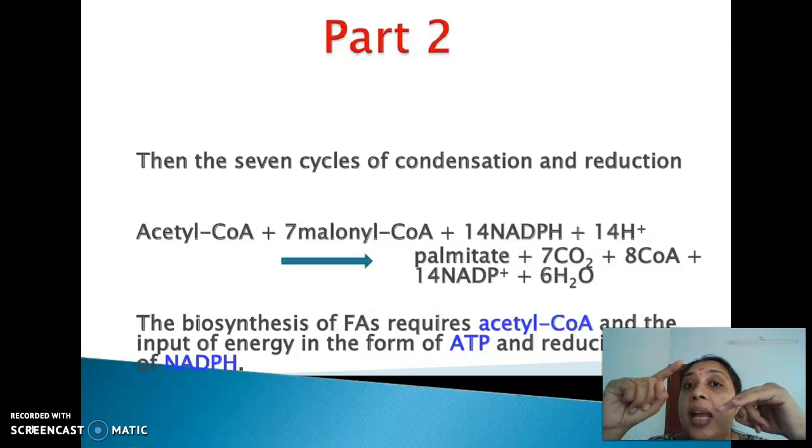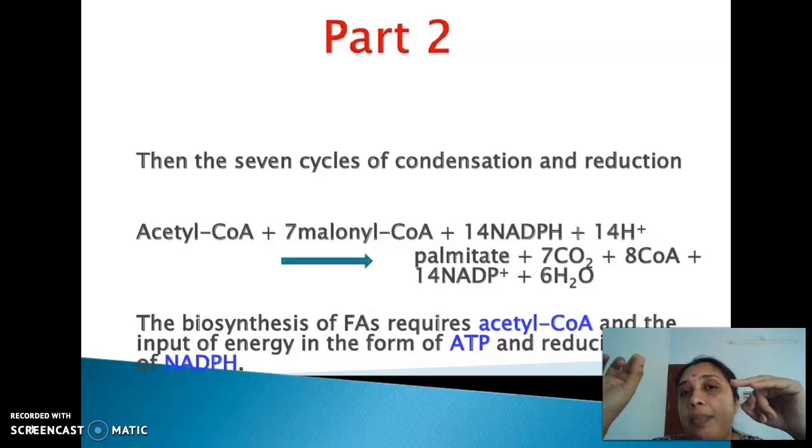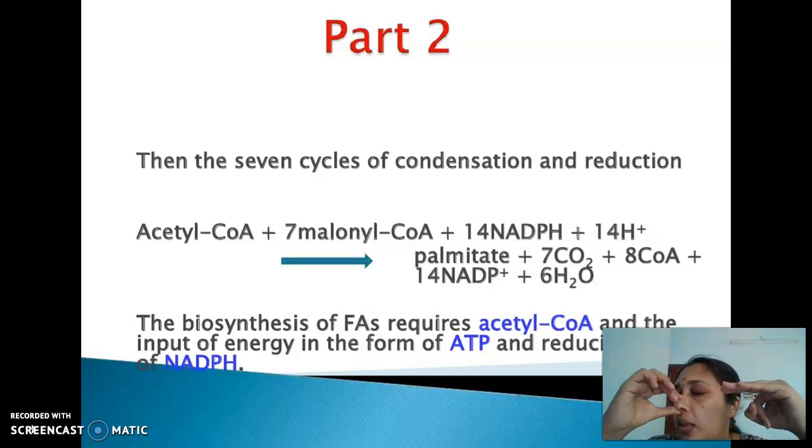Condensation is followed by the reduction reaction, reductase enzyme. Again, the reduction is carried out by NADPH. Then comes again the dehydration reaction, the removal of the water molecule or introduction of a double bond. And comes the last stage, again, the second step of the reduction reaction. Again, it is carried out by NADPH.